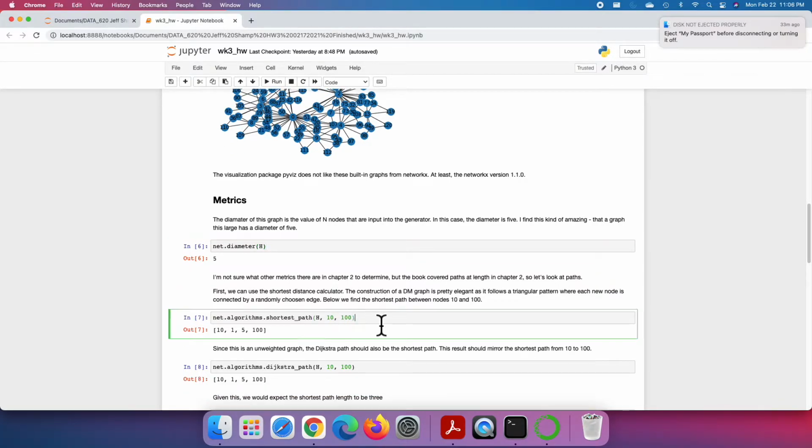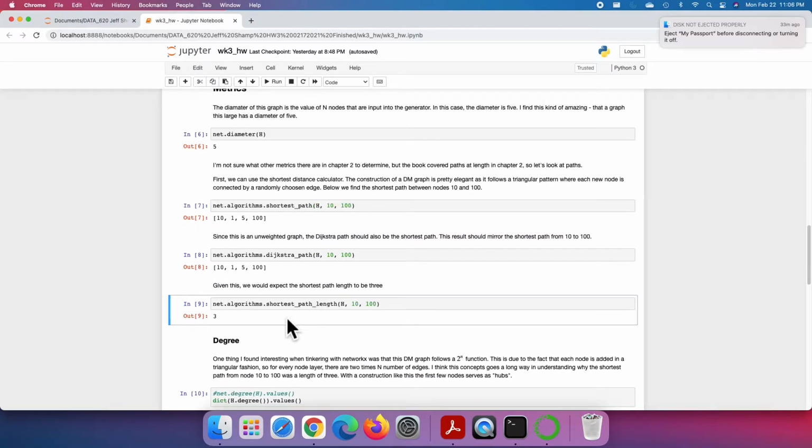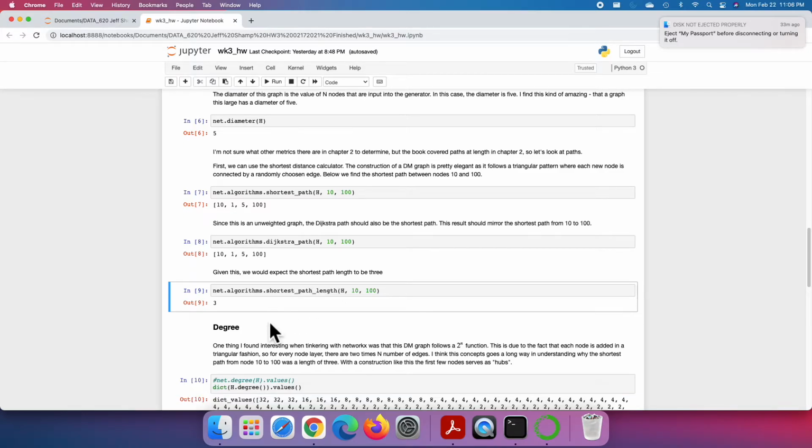And then the metric he looked at is the paths. There are two paths that he looked at. One is the shortest distance path. The other is Dijkstra's path. By mathematics, they are the same. In this situation, because the shortest distance is unweighted here, running from node 10 to 100, we can see that these two paths have the same result, which confirms the assumption. And then the length is actually 3.